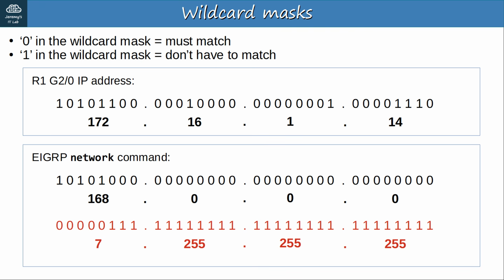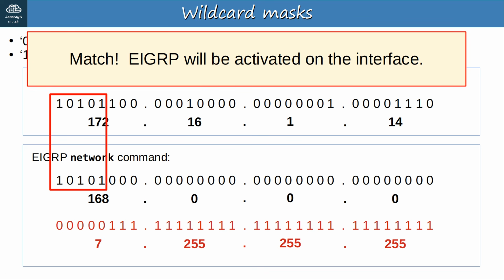Okay, let's check. With this wildcard mask, only the first 5 bits need to match between the interface IP address and the EIGRP network command. The first 5 bits of the IP address are 10101, and the first 5 bits of the network command are 10101 as well. So we once again have a match, and EIGRP will be activated on the interface.